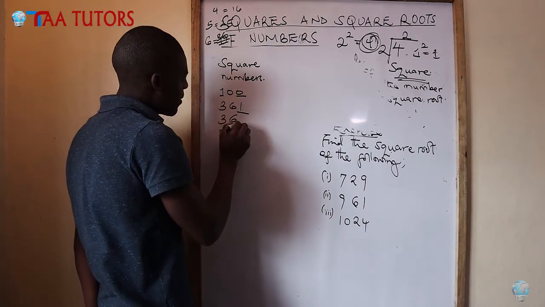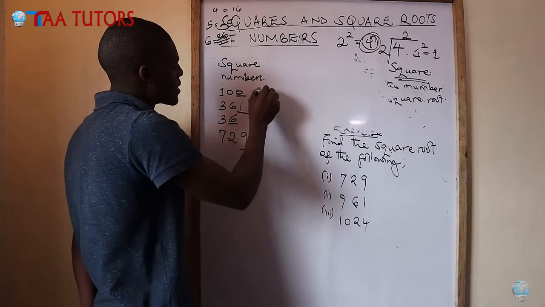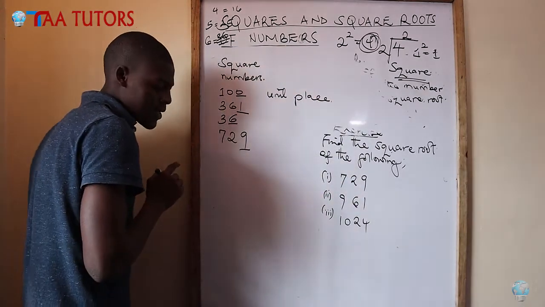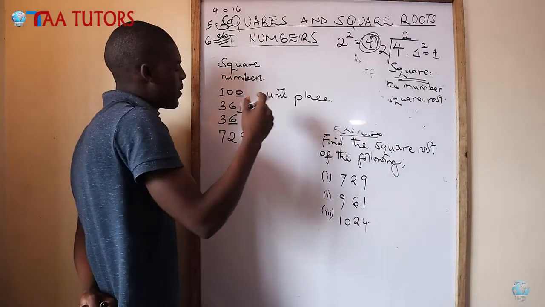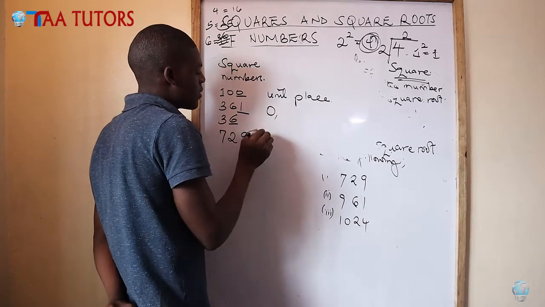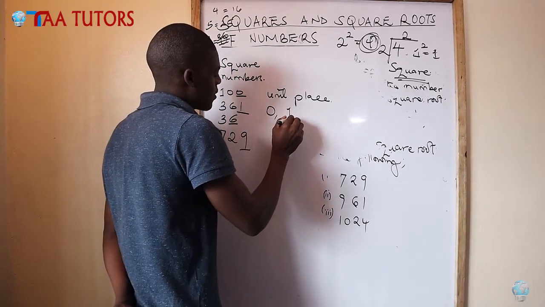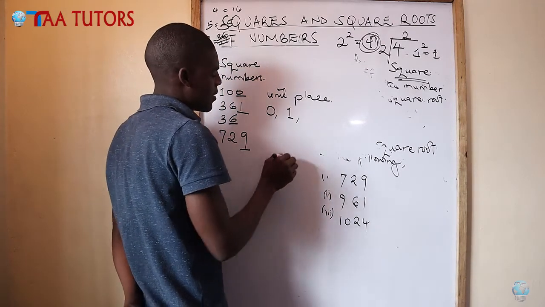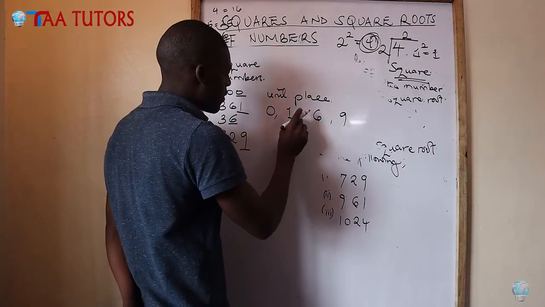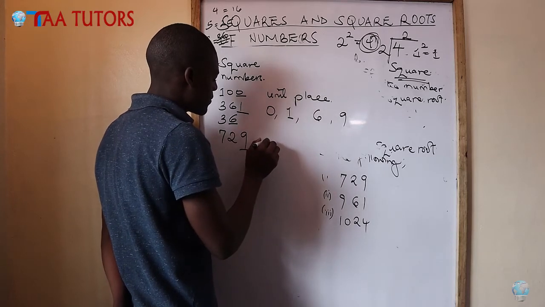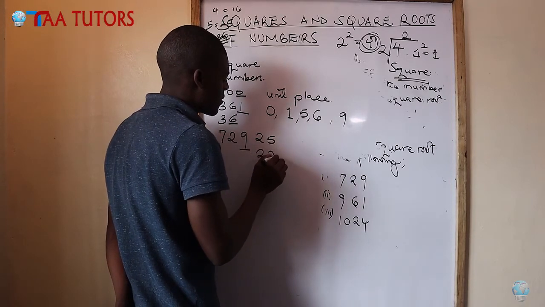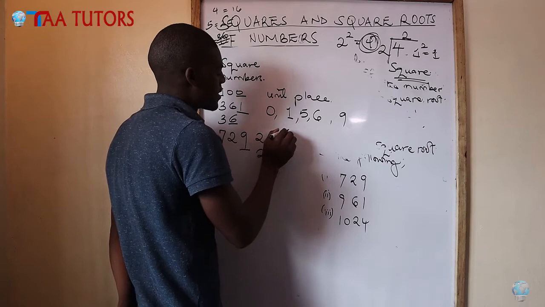Can you check the number on the ones column? We call it the unit place. You'll realize that most of them, or all perfect square numbers, will always end with this: we have 0, we have 1, then we have 6, 9. Always we have numbers like 5 can also be there. We have 25, we have 225. So 5 also is among these.